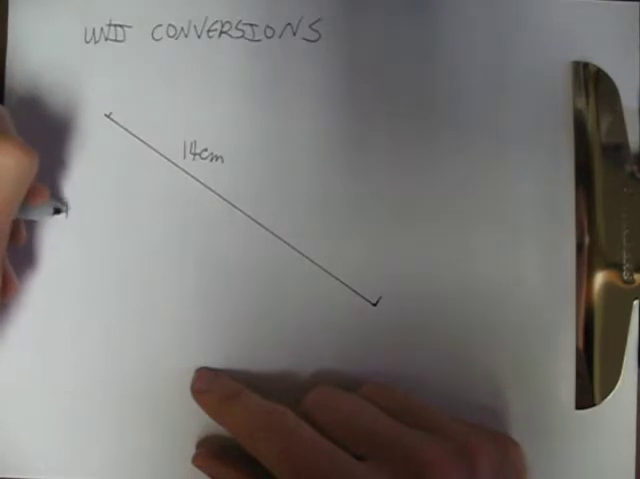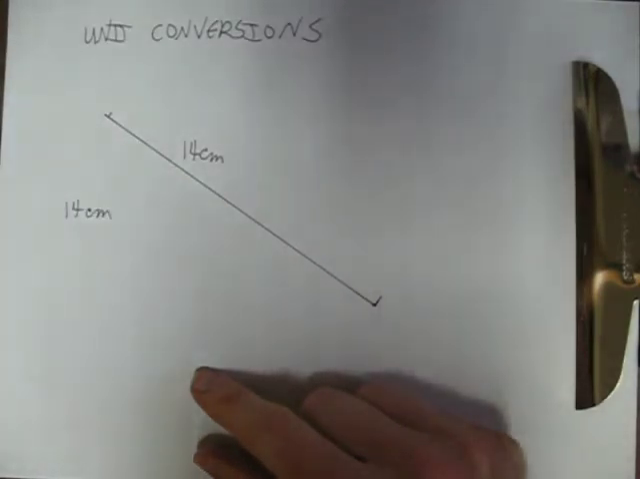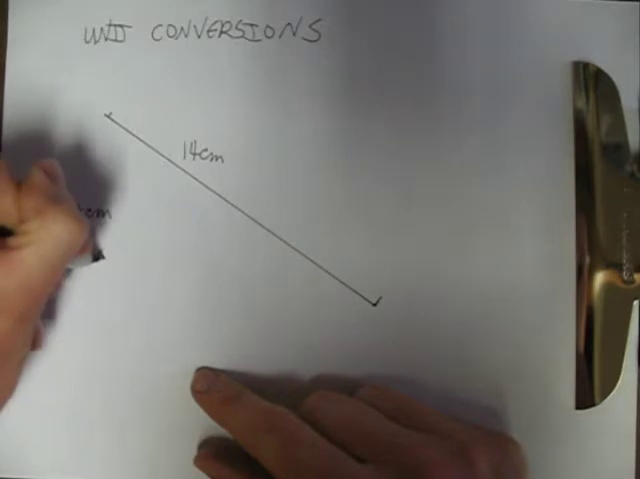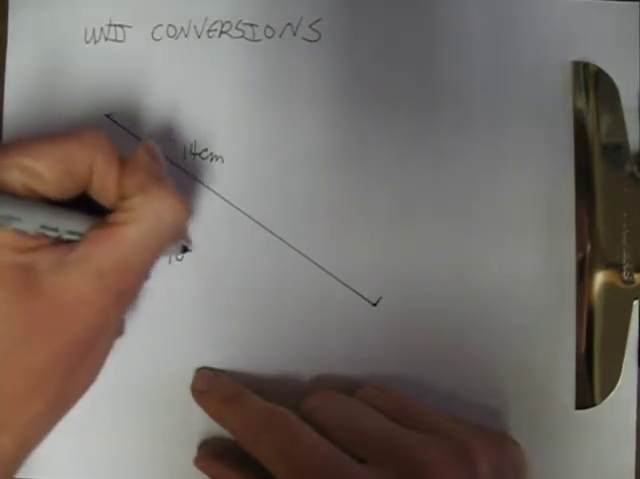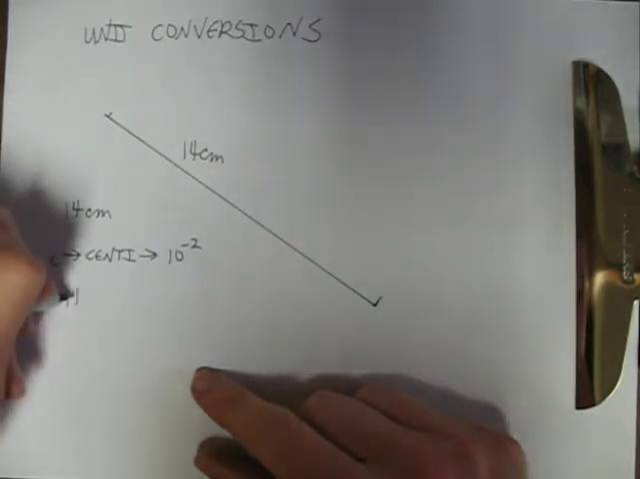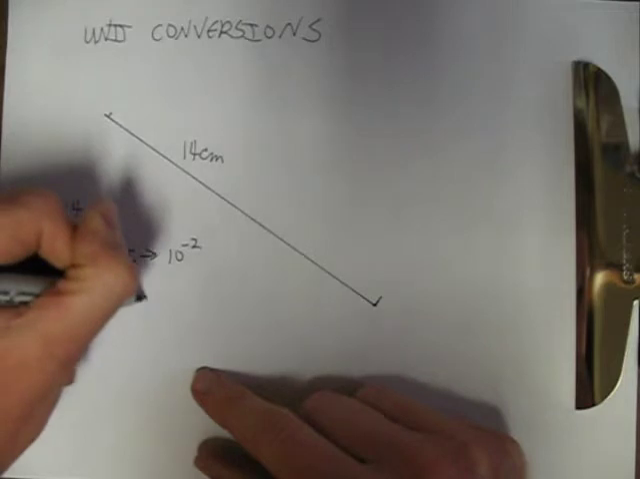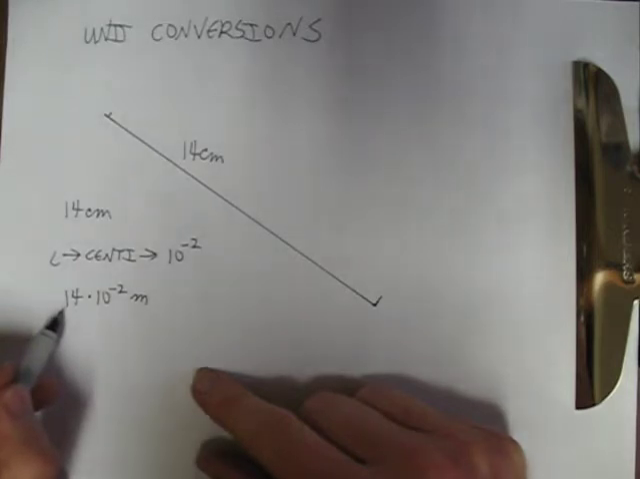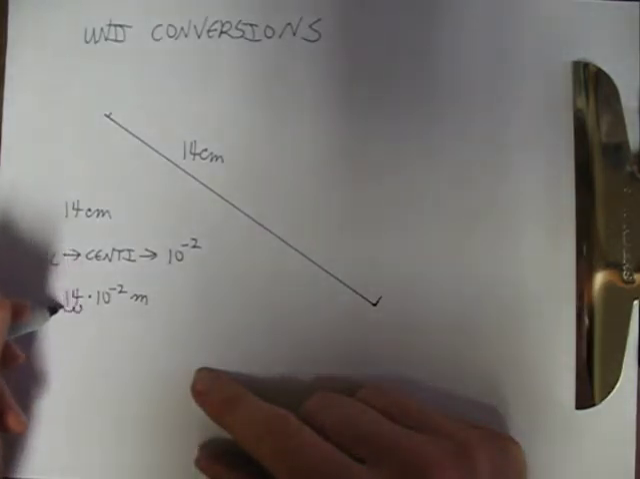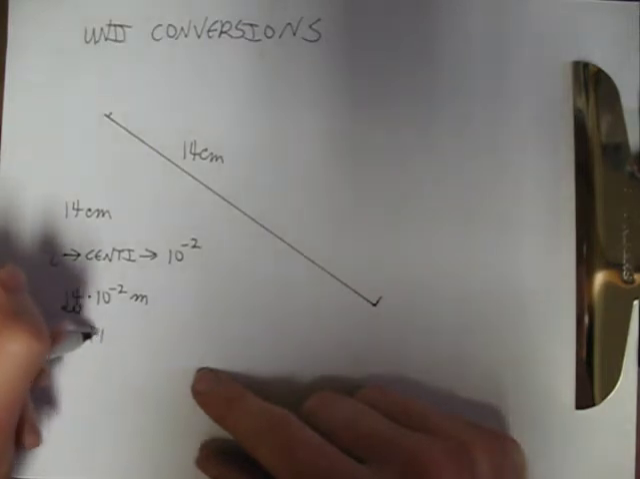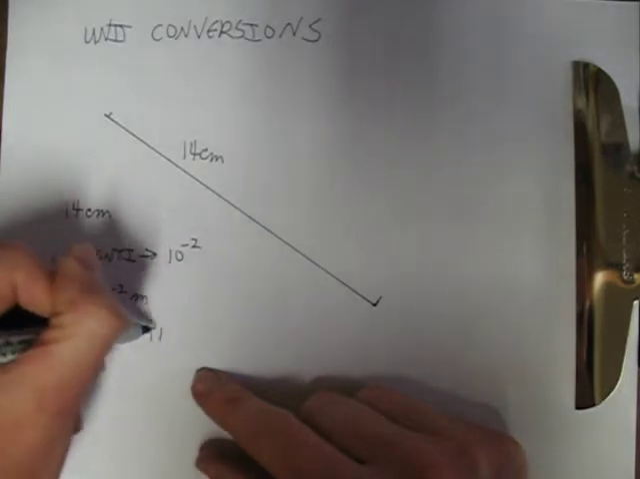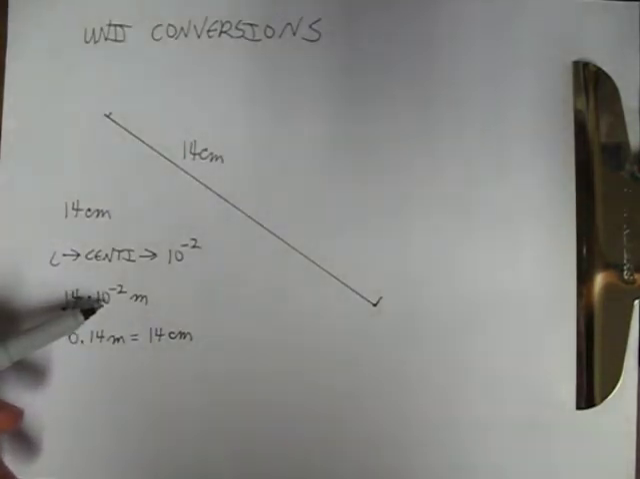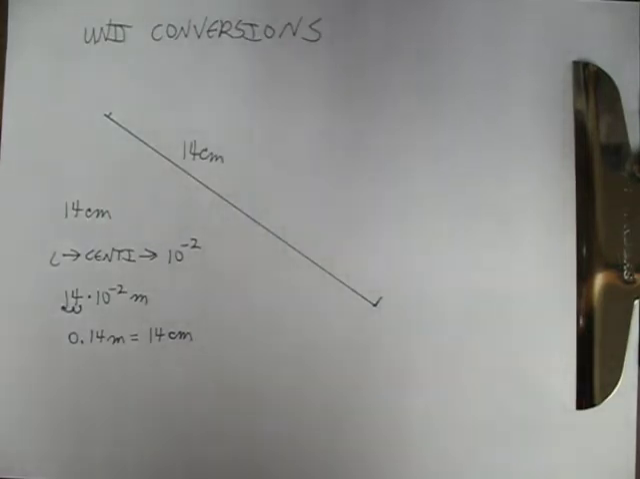You say that 14 centimeters, well, we know from the previous lecture that c means centi, and that means 10 to the negative 2. So this is 14 times 10 to the negative 2 meters, and that means that you're going to move the decimal 2 places to the left, so 0.14 meters equals 14 centimeters. Okay, so this times 10 to the negative 2 means move it 2 places to the left.